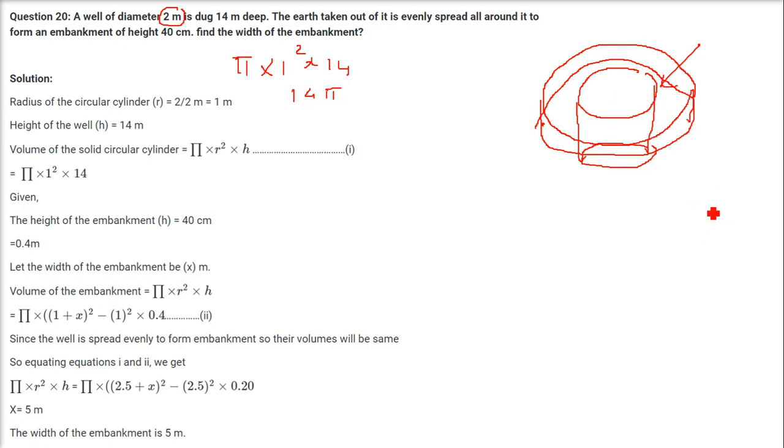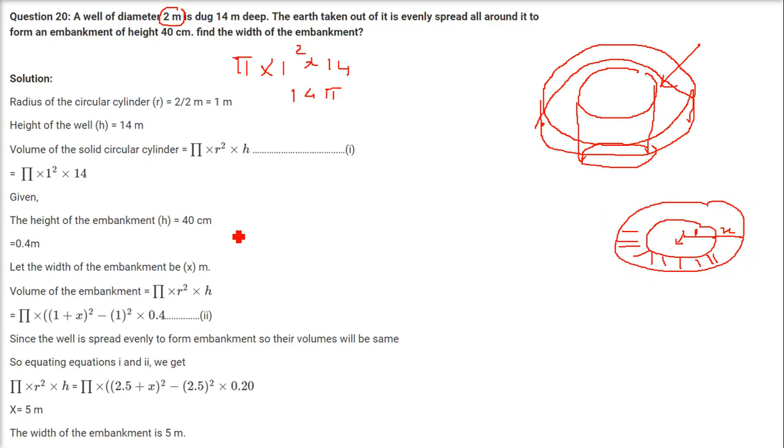Now let us take this one separately. So this is the well, and we are talking about this outer one, which is a cylinder. So let us assume that the width of this is x. This is x. And what is the radius from here to here? It is given that the well has diameter 2 meter, so radius will be 1. So we'll find the volume of the outer one minus volume of the internal one. So we get this area. Okay. This area we get.